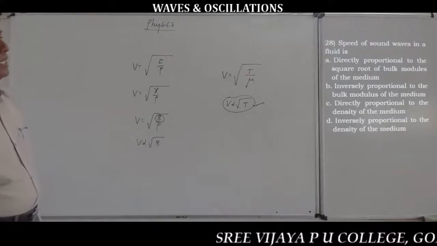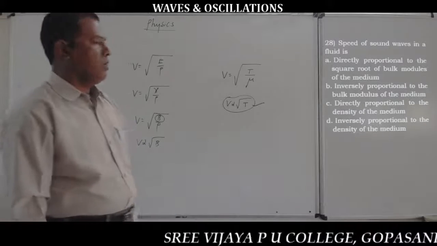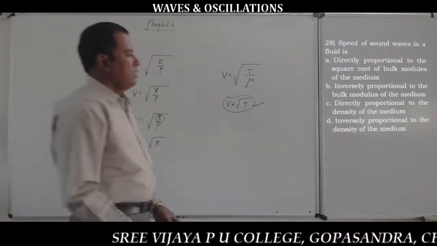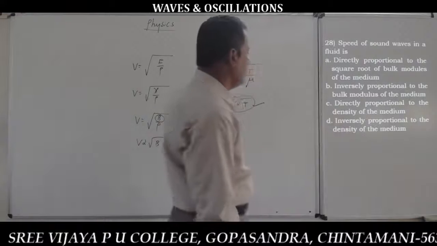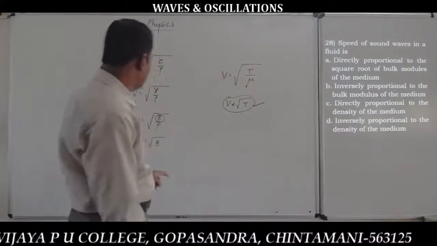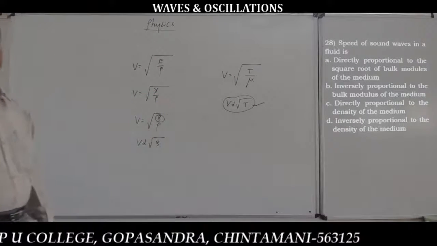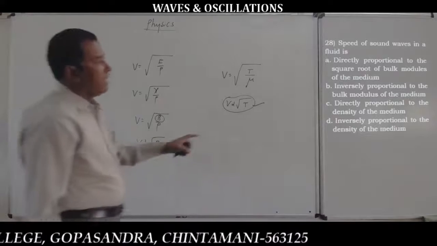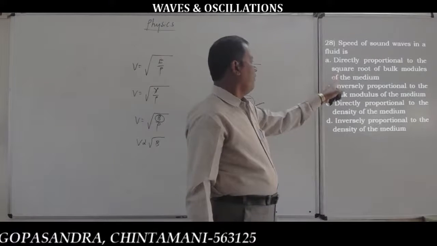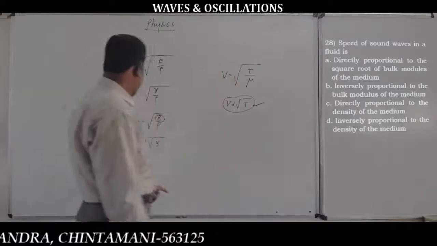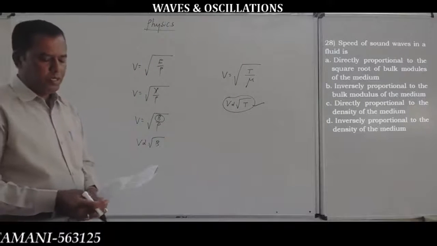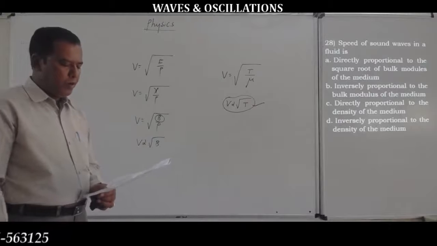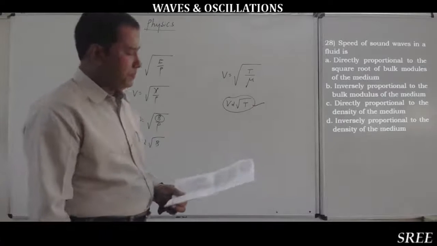The second option, inversely proportional to bulk modulus of the medium, is wrong. Directly proportional to density of the medium is wrong. It is inversely proportional to the square root of density of the medium, and directly proportional to the square root of the bulk modulus of the medium. So therefore, the correct option is A.